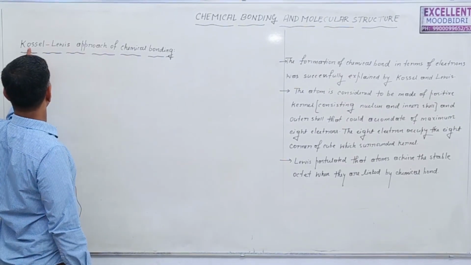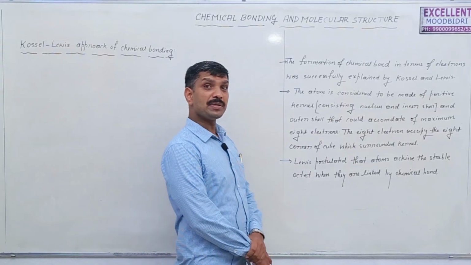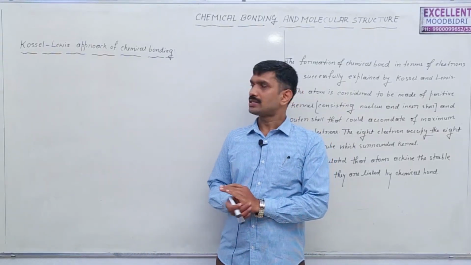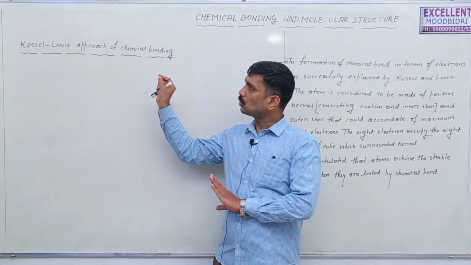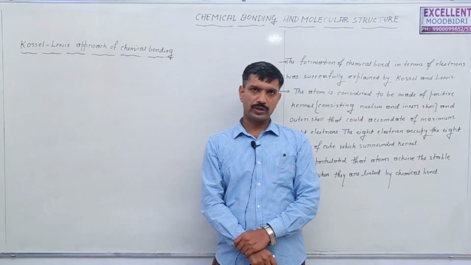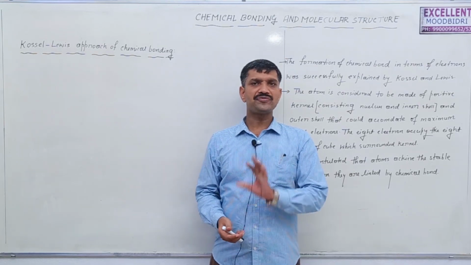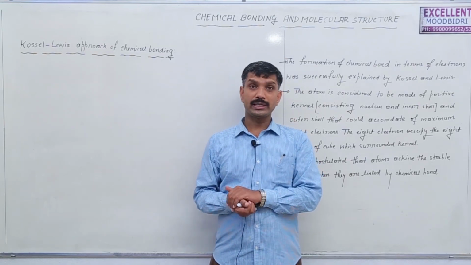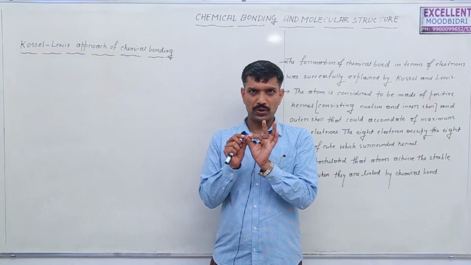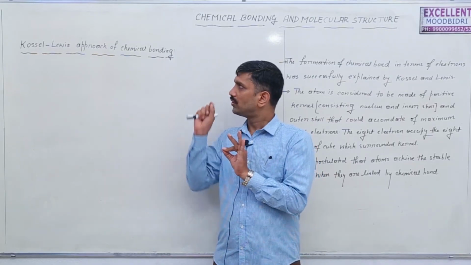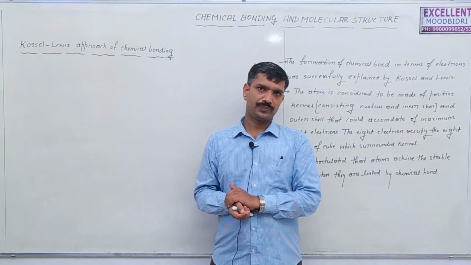Okay, next about the Kossel-Lewis approach to chemical bonding. How does chemical bonding take place? That is explained by one theory, the Kossel-Lewis concept of chemical bonding. Actually, this concept explains the formation of chemical bonds in terms of electrons. With the help of electrons, they explain how chemical bonding takes place between different atoms.